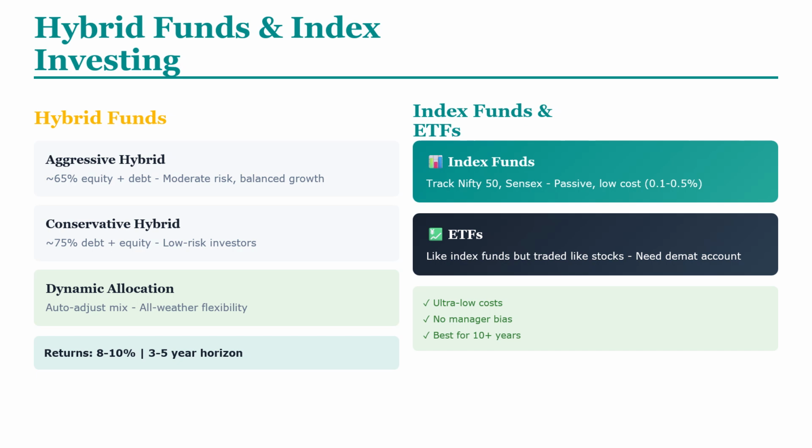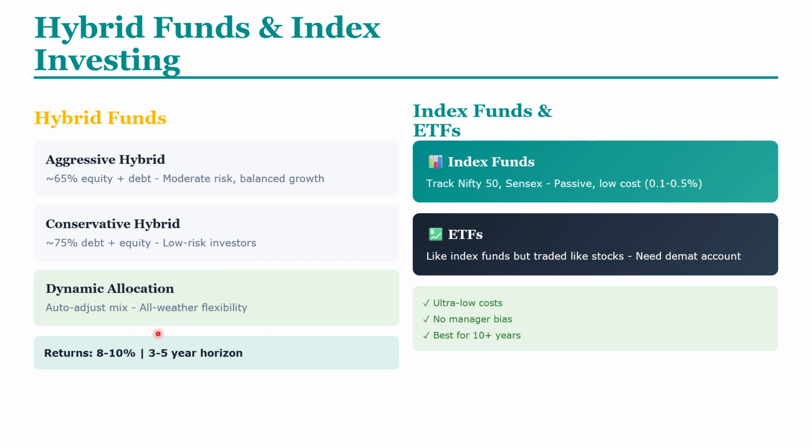Now let's see hybrid funds and index investing. Let's first see what aggressive hybrid is. In aggressive hybrid, as the name indicates, most of the amount, up to 65%, is invested in equity, and the other amount is invested in debt. Here it has moderate risk and balanced growth. Now let's see conservative hybrid. As the name suggests, about 75% of the amount is invested in debt, and the other amount is invested in equity. Here, low risk. This suits low risk investors.